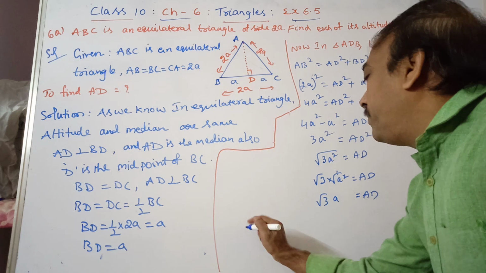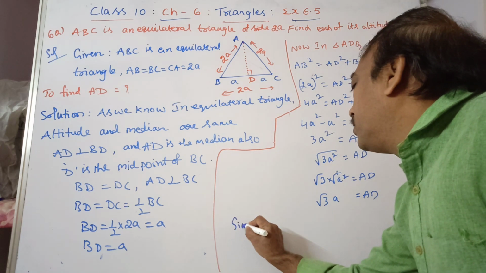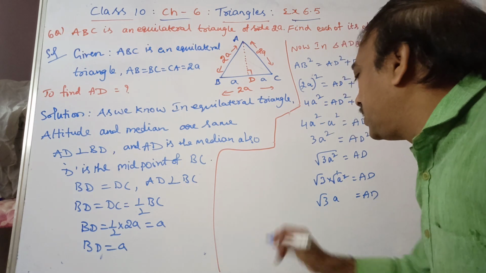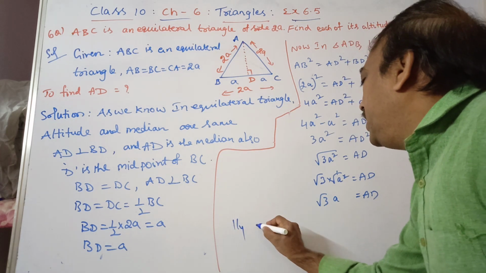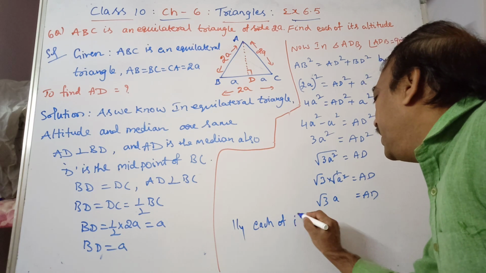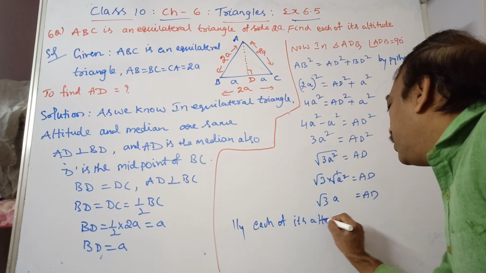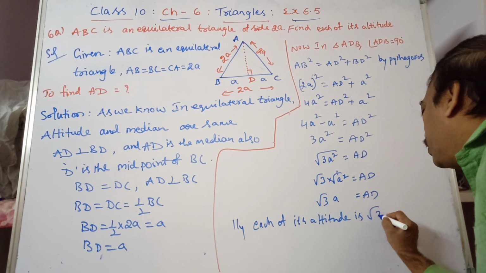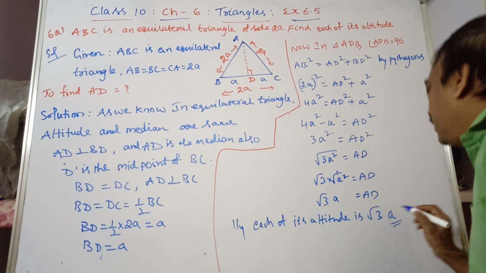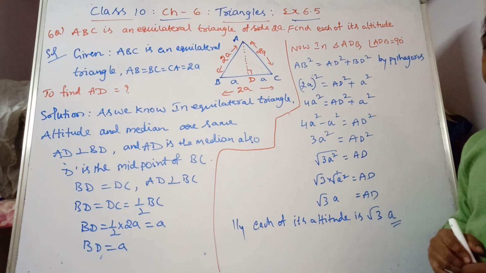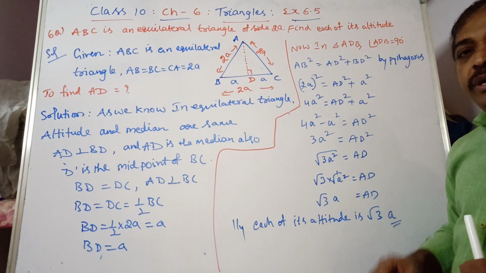So similarly, each of its altitudes is root 3 a. Each altitude of it is root 3 a. Is it clear? I hope you understood.